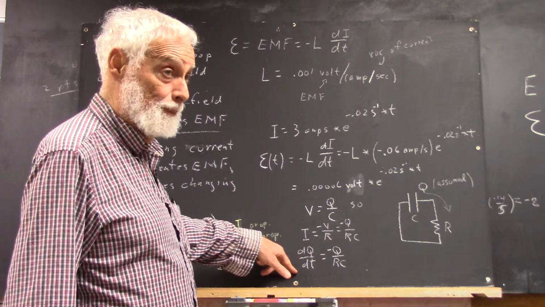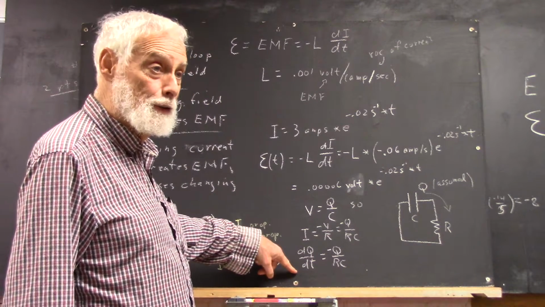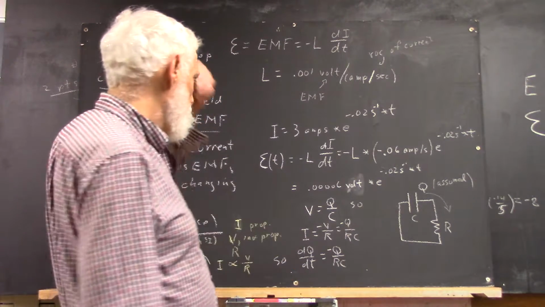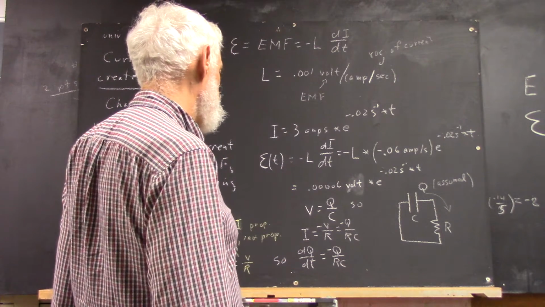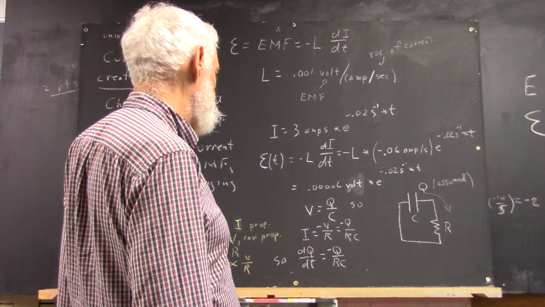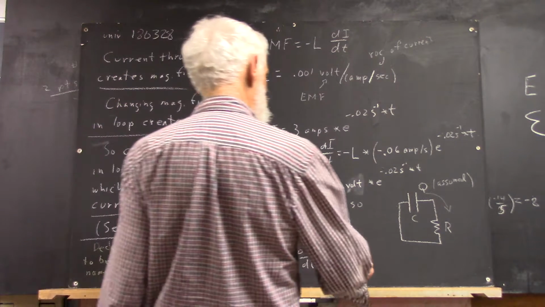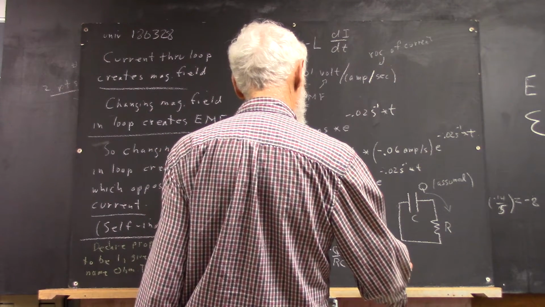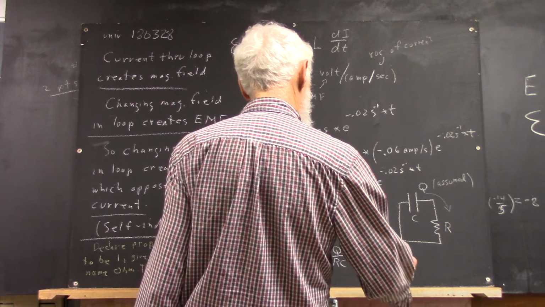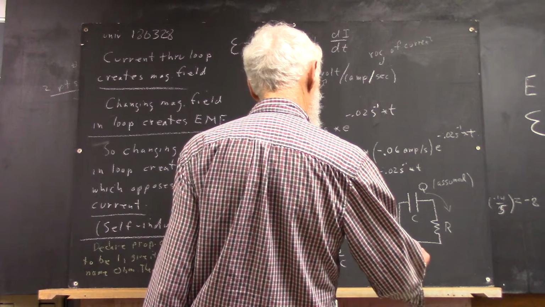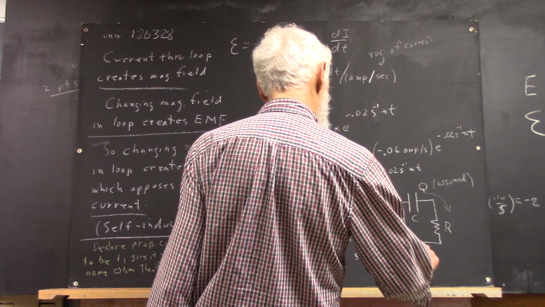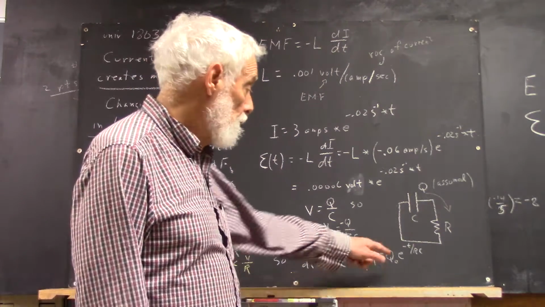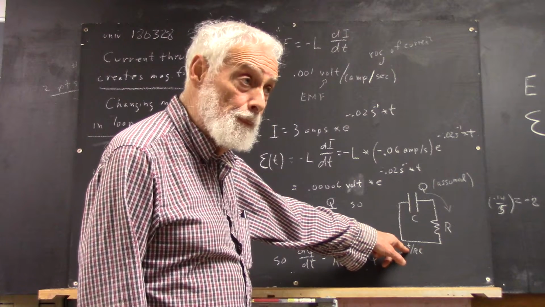You've seen this equation. It's been asserted. You've used it in differential equations. You know how easy it is to solve. We're not going to go through the details of that. You get this, where Q naught stands for Q when t equals 0.